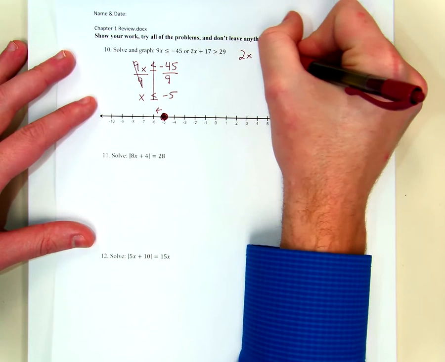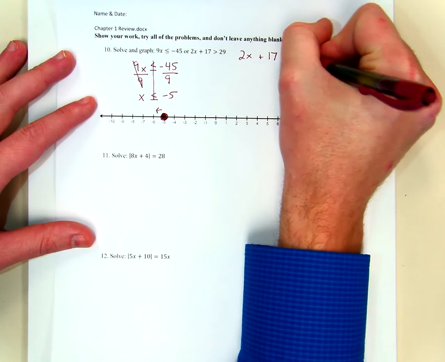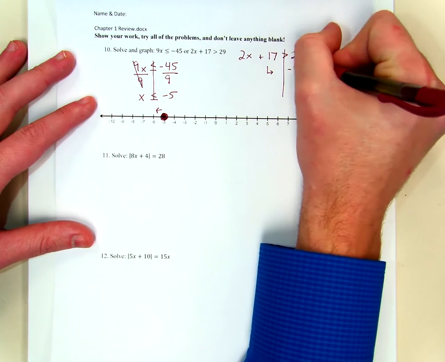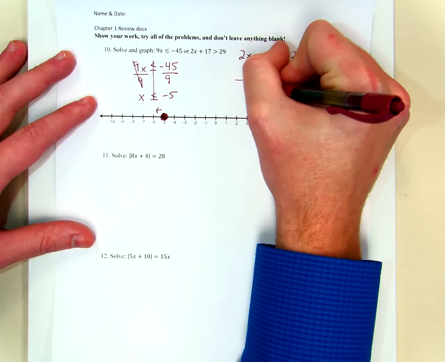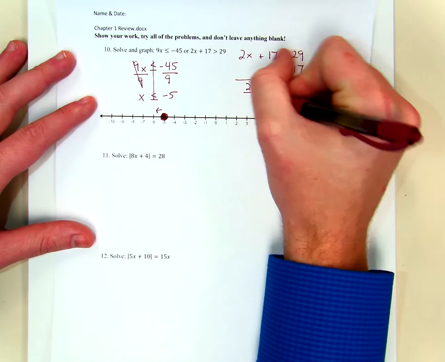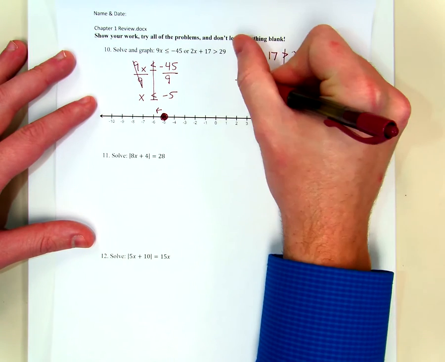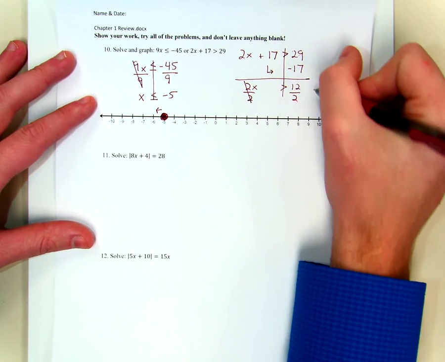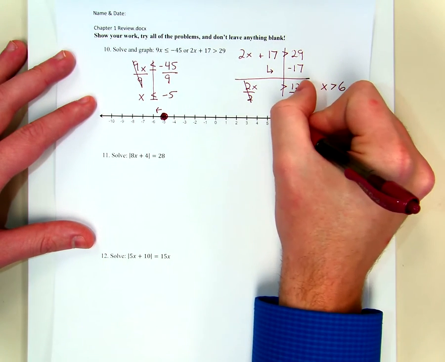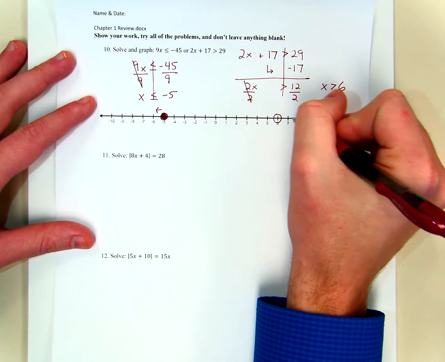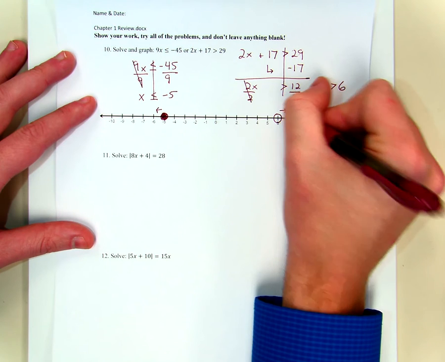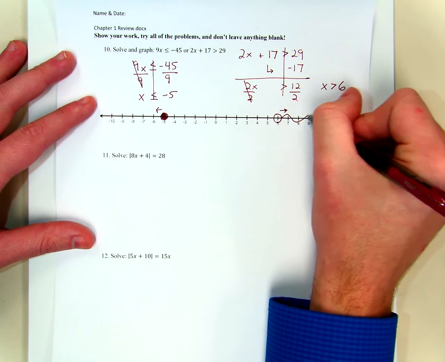The next inequality, 2x plus 17 is greater than 29, can be solved first by subtracting 17. We find that 2x is greater than 12. And when we undo the times 2 with divide by 2, we find that x is greater than 12 divided by 2, which is 6. So you can circle the 6. Because it's only a greater than, we don't color the circle in. And remember, greater than is to the right.